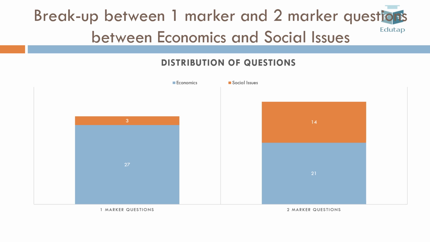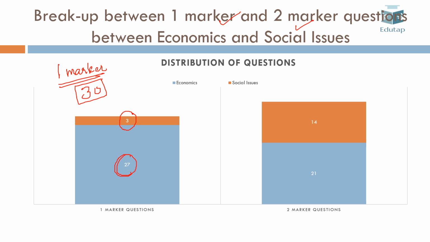Then moving on to see the breakup between the 1-marker and 2-marker questions between economics and social issues, okay. First of all, let us have a look at 1-marker questions. On your left hand side, you can see this graph. We know that there are 30 1-marker questions in total. Out of those 30 questions, 27 were from economics, so you can say almost all the questions were from economics. 3 questions were asked from social issues when you talk about 1-markers, okay.